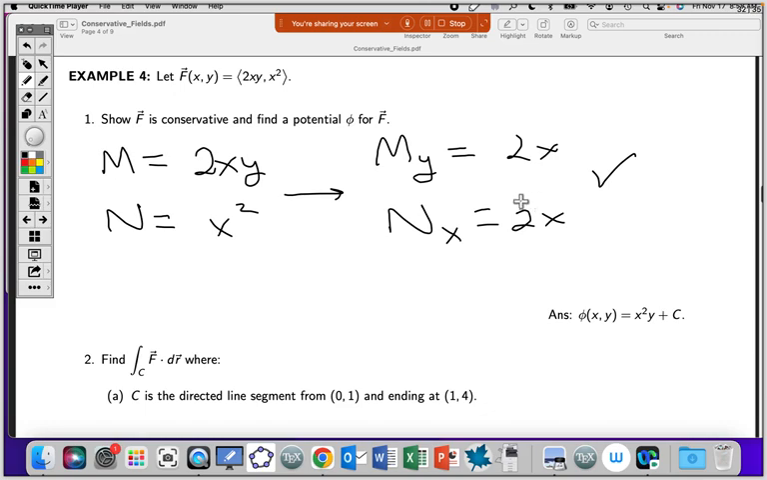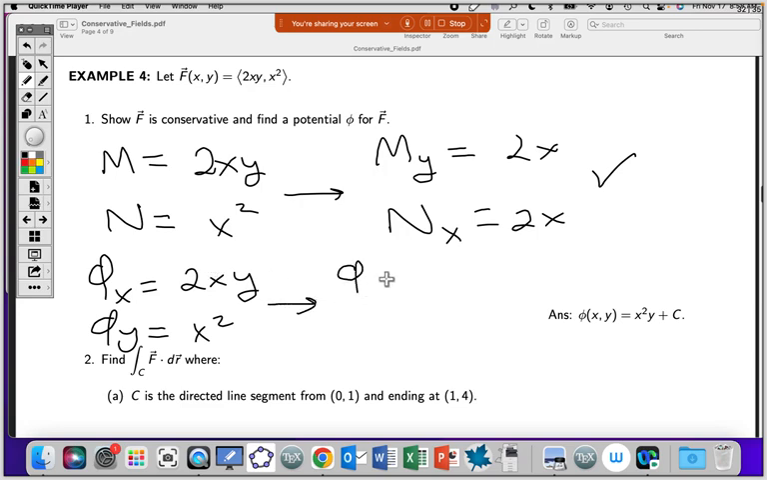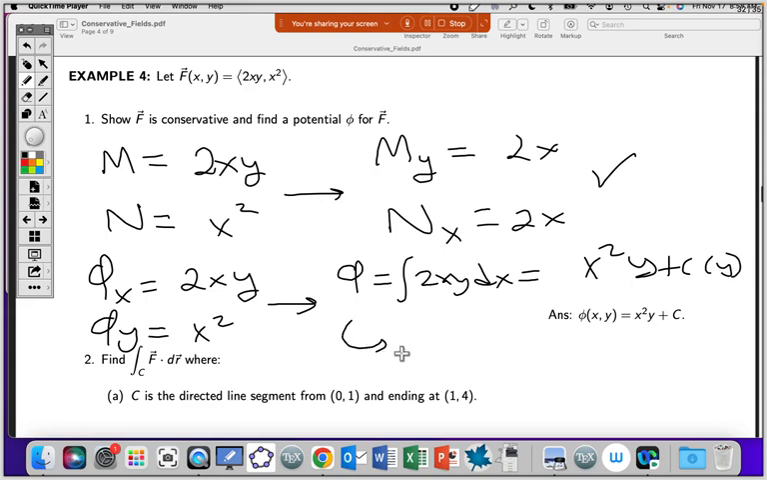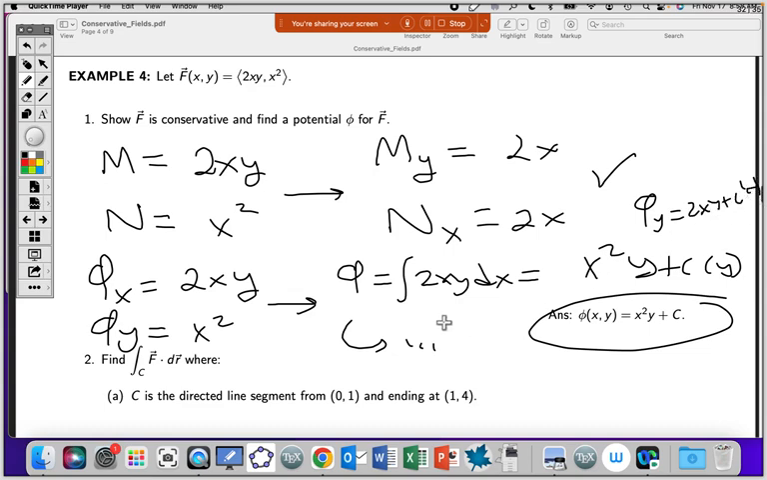So My and Nx are the same. So then I would go back: phi x would be 2xy, phi y would be x squared. You pick one of these to integrate, and go through the process there. We got about 5 minutes to go, so you take your partial with respect to y and all that other good stuff, and you'll end up getting that's your potential.